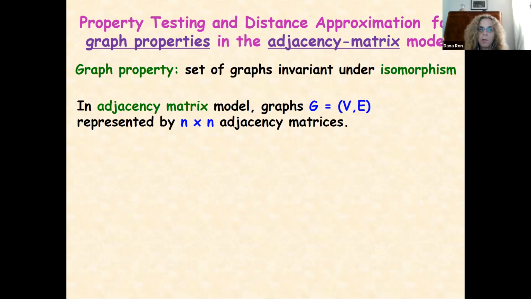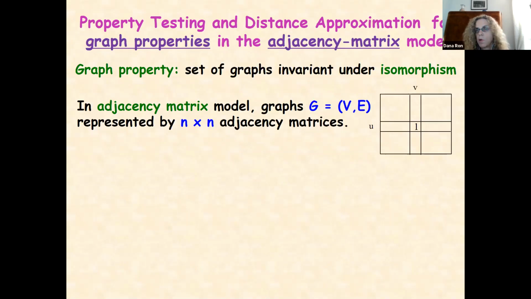So in this model, the graph is represented by an n by n adjacency matrix, where n is the number of vertices. If there's an edge between u and v, there's a 1. If there isn't, there is a 0. Now, what are the queries we are allowed?